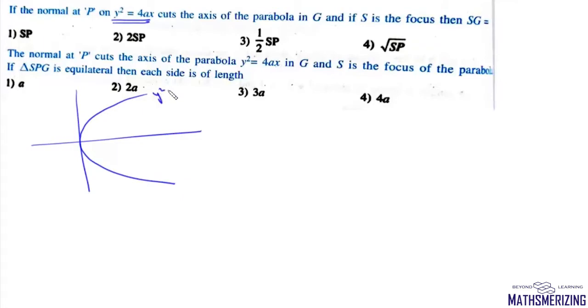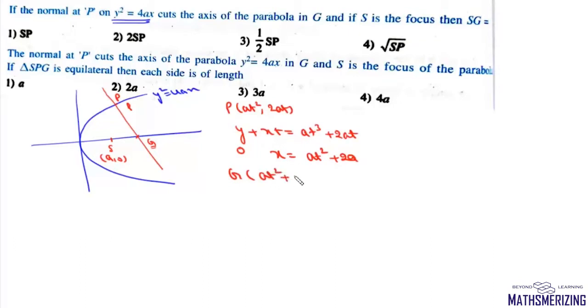Now here the question is, if the normal at P on y squared equals 4ax cuts the axis of the parabola in G, and if S is the focus, then SG is equal to what? So we have this parabola which is y squared equals 4ax. Then at any point P, we draw a normal which cuts the axis at this point G, and suppose the focus is S, which is (a, 0).